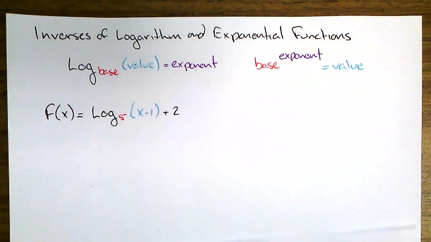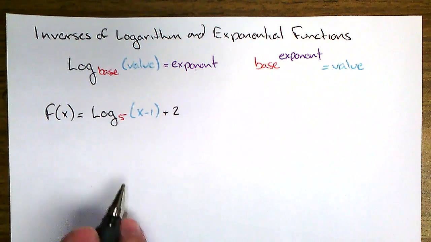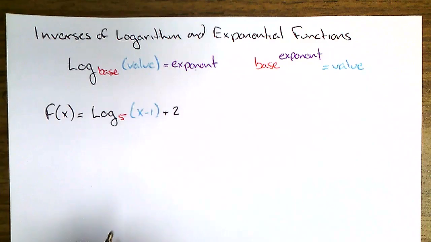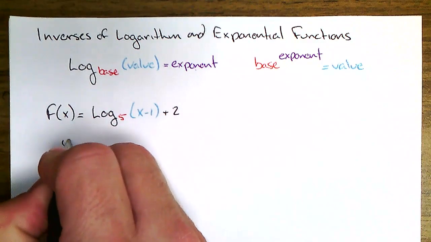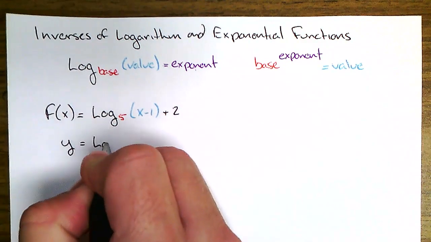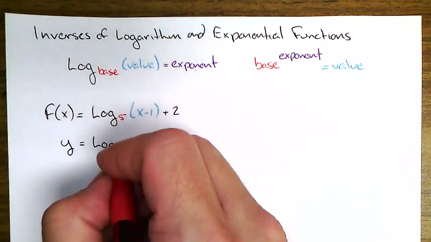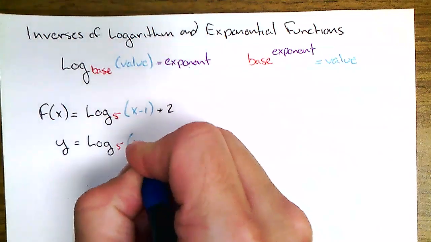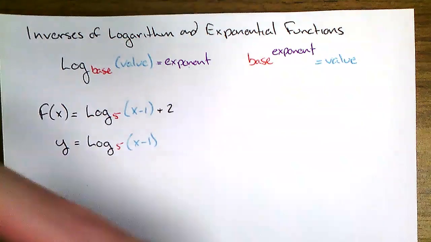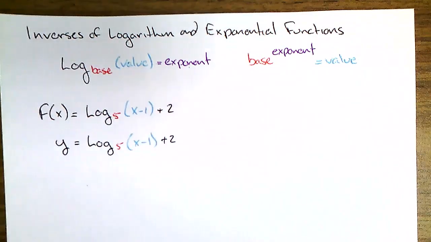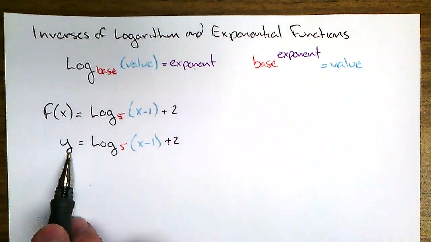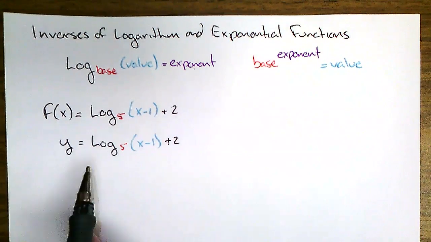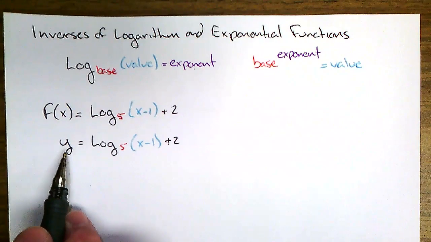I have f of x equals log base 5 of x minus 1, plus 2. If we're looking for the inverse of this function, the first thing we need to do is rewrite this as y equals log base 5 of x minus 1, plus 2. So now we've got it set up as a y instead of our f of x. It's still the same function, just a different format.